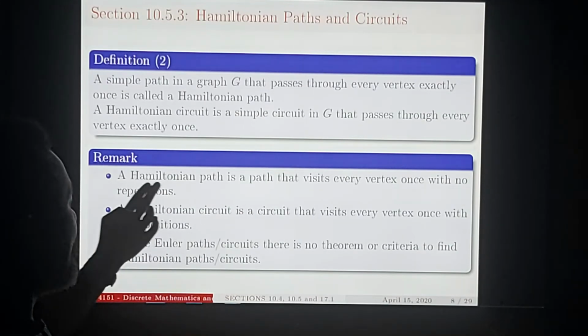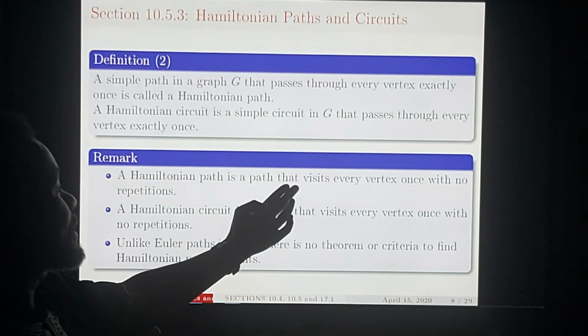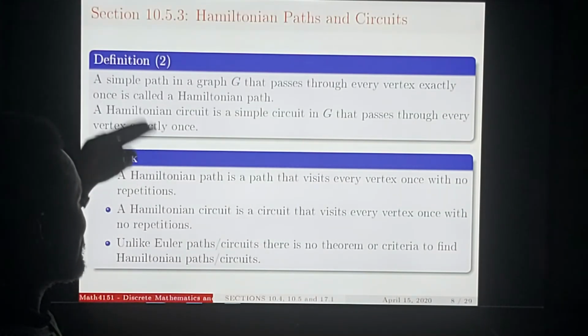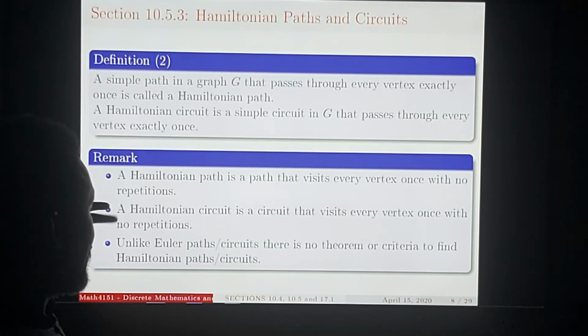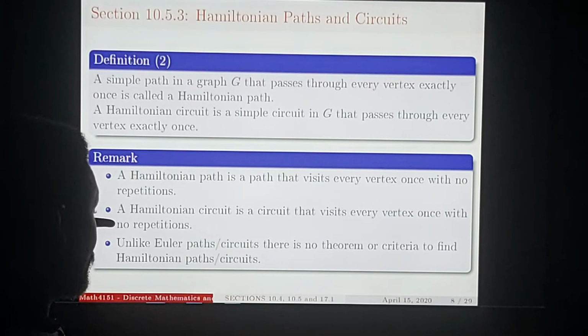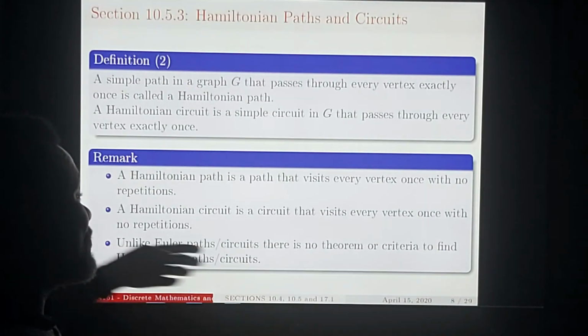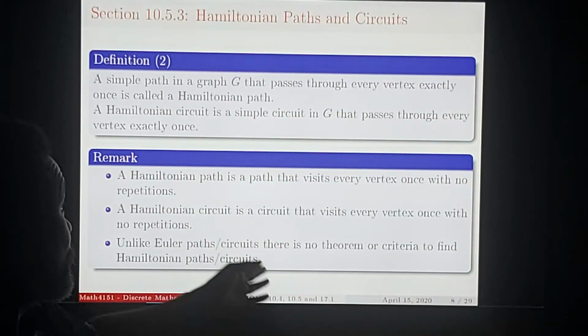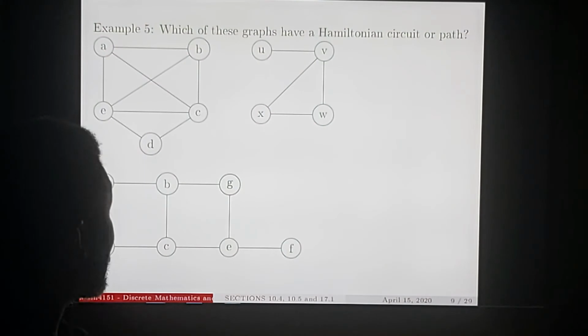The Hamiltonian path visits every vertex once with no repetition. And the circuit visits every vertex exactly once with no repetition. And the third important point is, unlike Euler paths and circuits, we do not have a nice criterion or theorem for determining whether we can find Hamiltonian paths or circuits.